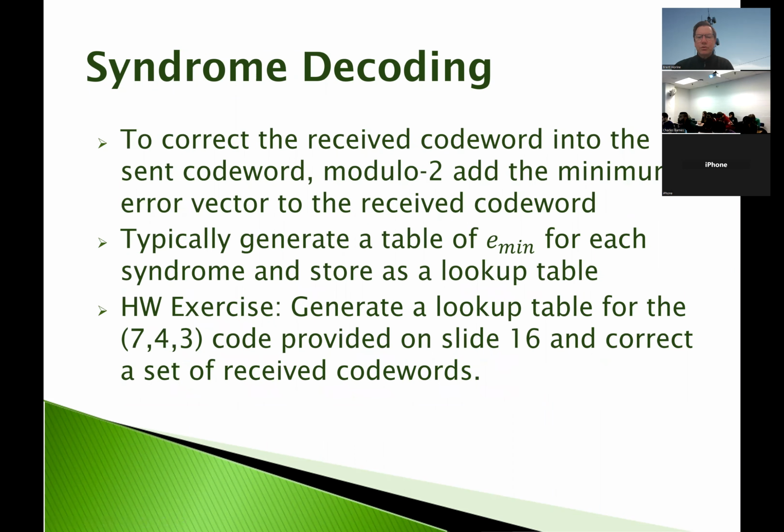All right. So to correct the received code word into the sent code word, we modulo-2 add the minimum error vector to the received code word. Now we typically generate a table of this E sub min for each syndrome. Remember, the syndromes are not unique with respect to the error vectors that could produce them, but we're going to find these minimum errors, build a table of those, and store that in a lookup table in a receiver, and we'll calculate these things on the fly as we do it.